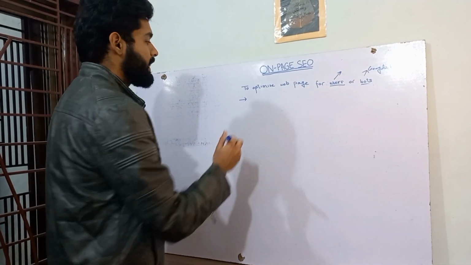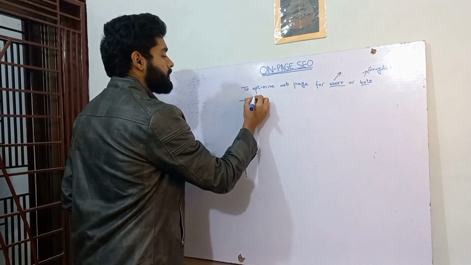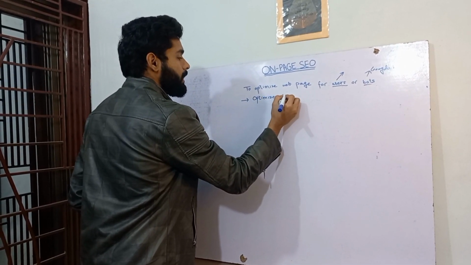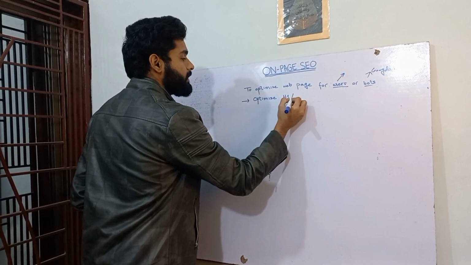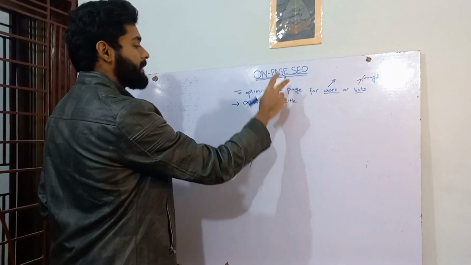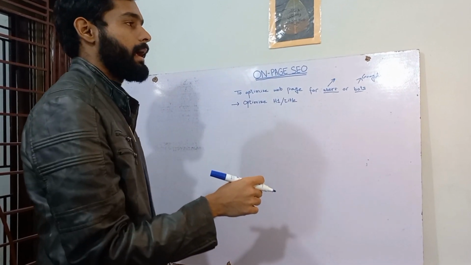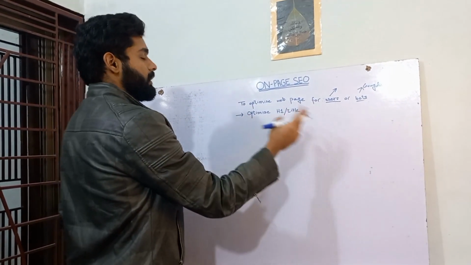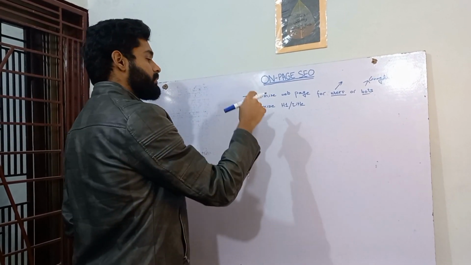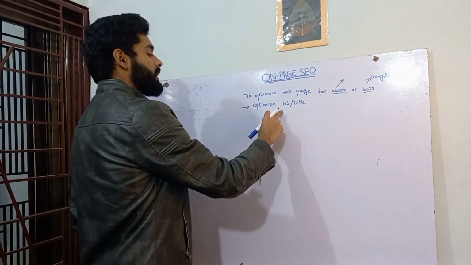The first thing is to optimize H1, which means optimize your title. The main thing is that people don't optimize their title or H1, and they don't put their focus keyword in the H1. So the basic thing is that you have to put your main keyword in your H1.